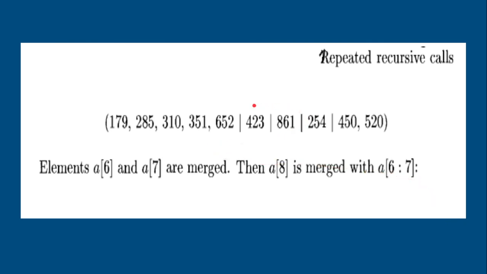Again, as we did in the previous sets, we have to divide into two subsets, and then afterward it is again divided into two subsets. So A of 6 comma 7 is one subset and A of 8 is another subset. Combining A of 6 and A of 7, they are in order, so they are just merged, 423 and 861. And then when it is combined with A of 8, which is 254, it has to be rearranged.